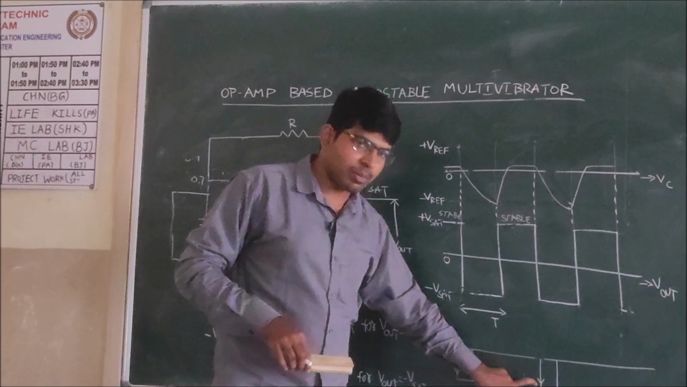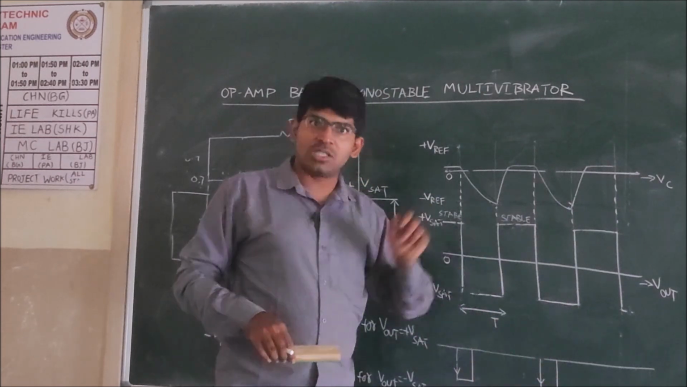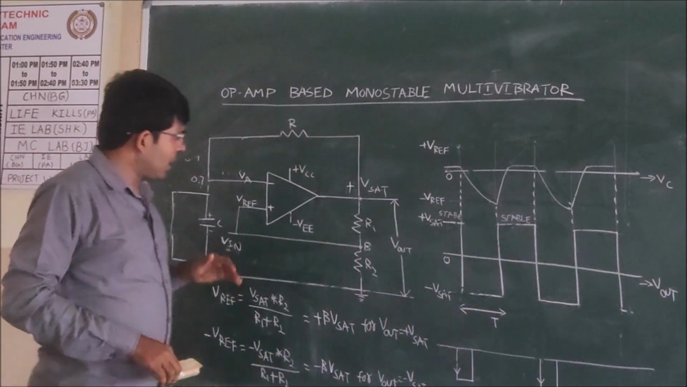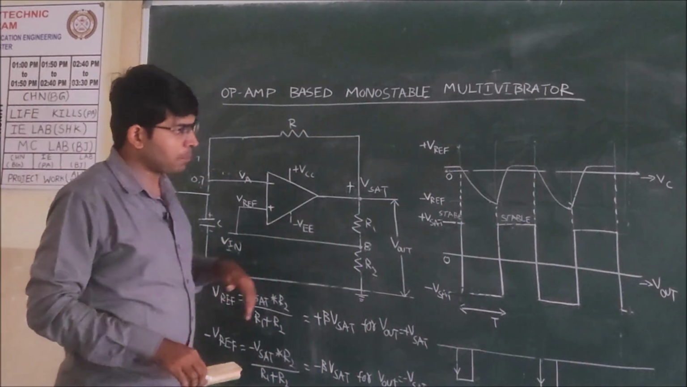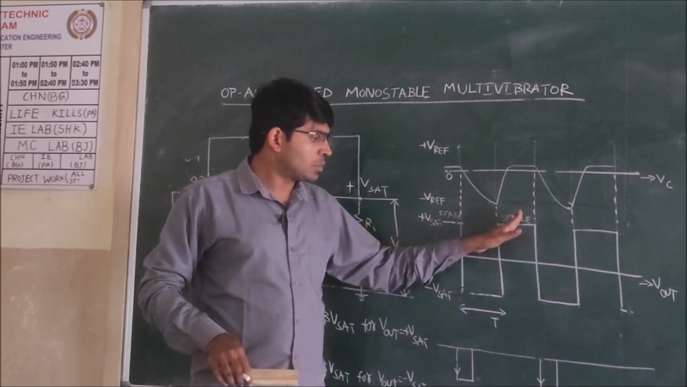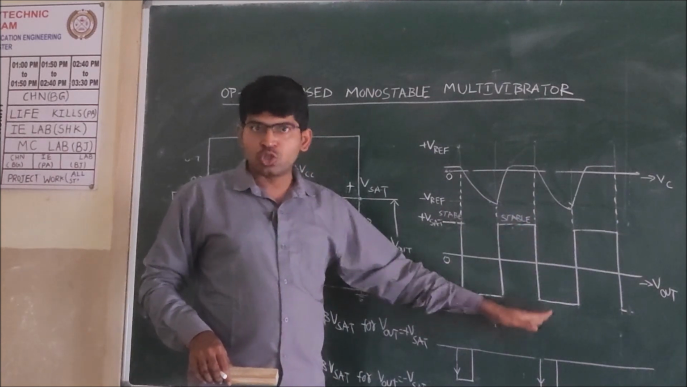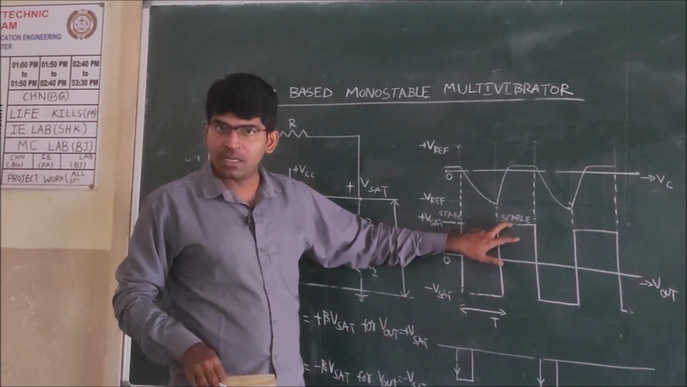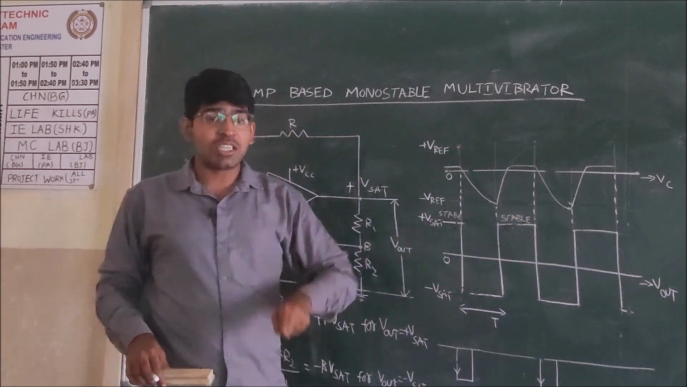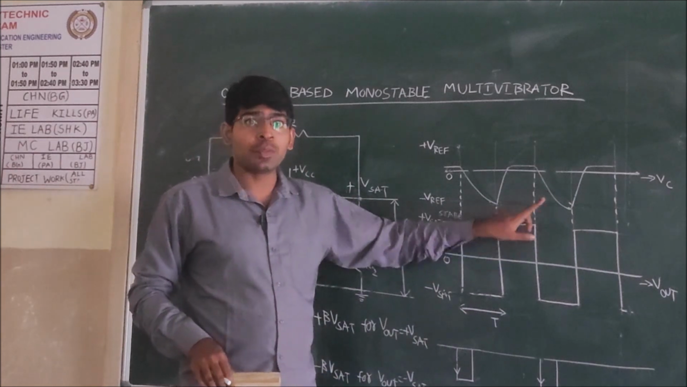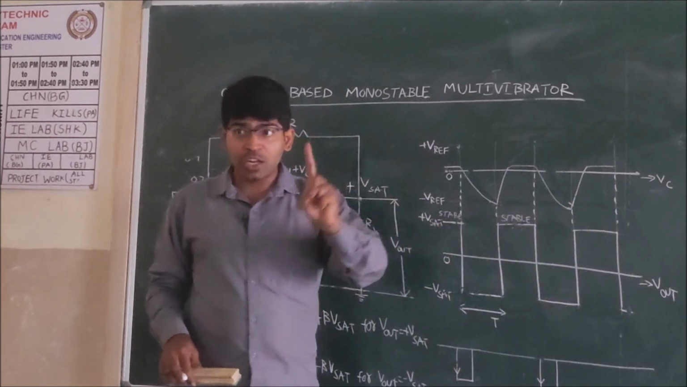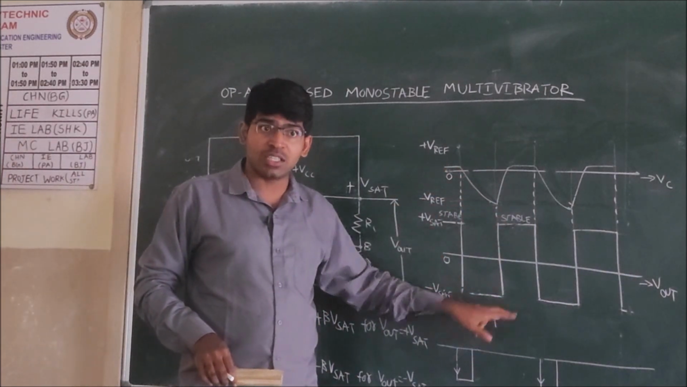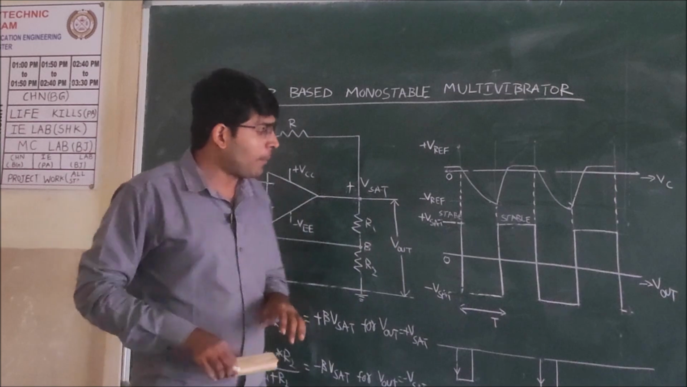Again we give the negative edge triggering pulse, and because of it, the state changes from plus Vsat to minus Vsat. Automatically its state changes from minus Vsat to plus Vsat, but only the triggering pulse will change its state from plus Vsat to minus Vsat. Because we are using only one triggering pulse to change the state from plus Vsat to minus Vsat, this is called a monostable multivibrator.